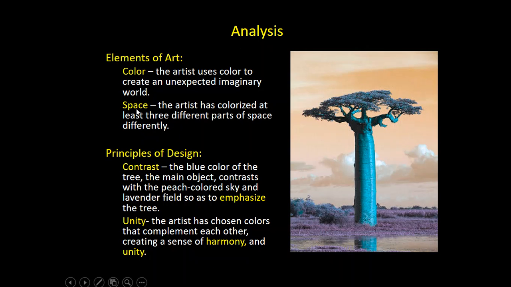So I've only picked a color. There's probably more, but I'm just picking a couple. Color. The artist uses color to create an unexpected imaginary world. Space. The artist has colorized at least 3 different parts of space differently. The principles of design used. Contrast. The blue color of the tree, the main object, contrasts with the peach-colored sky and lavender field so as to emphasize the tree. Unity. The artist has chosen colors that complement each other, creating a sense of harmony and unity.